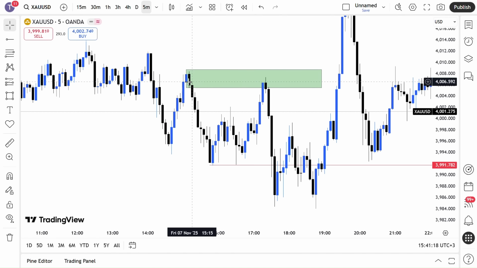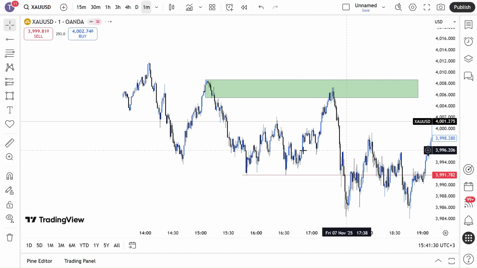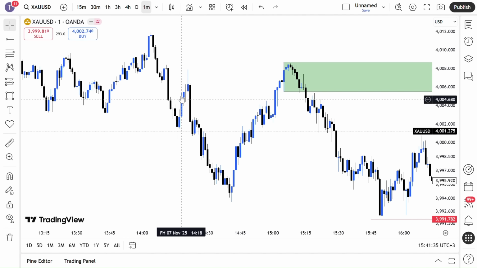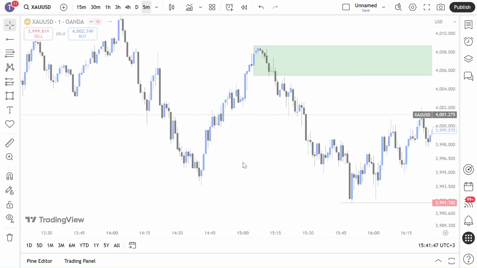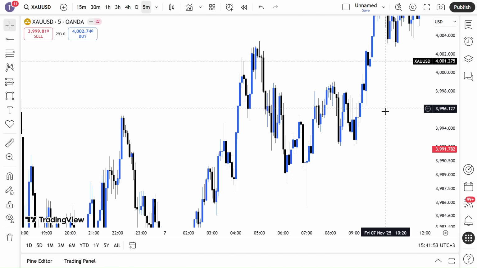I had this entry from this point because this high swept an inducement. If I drop down into the 1 minute time frame, you will see clearly that that is an inducement being taken out. We had a very good pullback, and the market took out this inducement as liquidity before going down to break structure. So I had a very good, valid break of structure to the downside. That is why I considered taking a trade from that point.